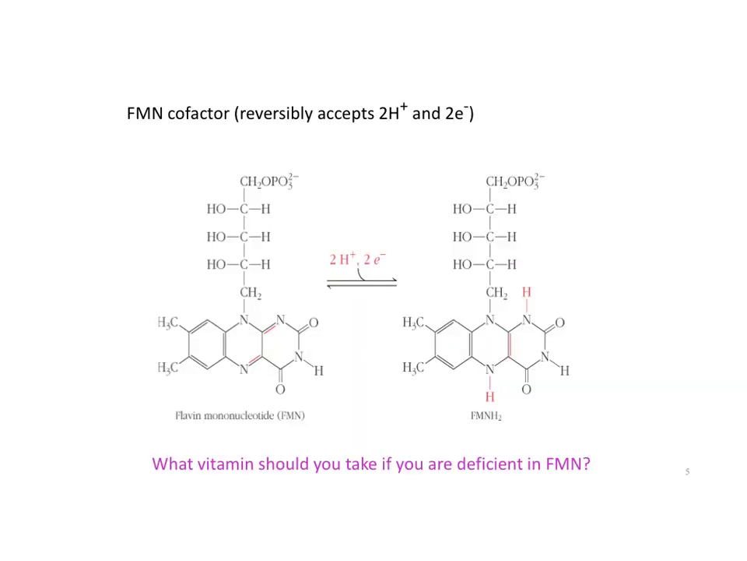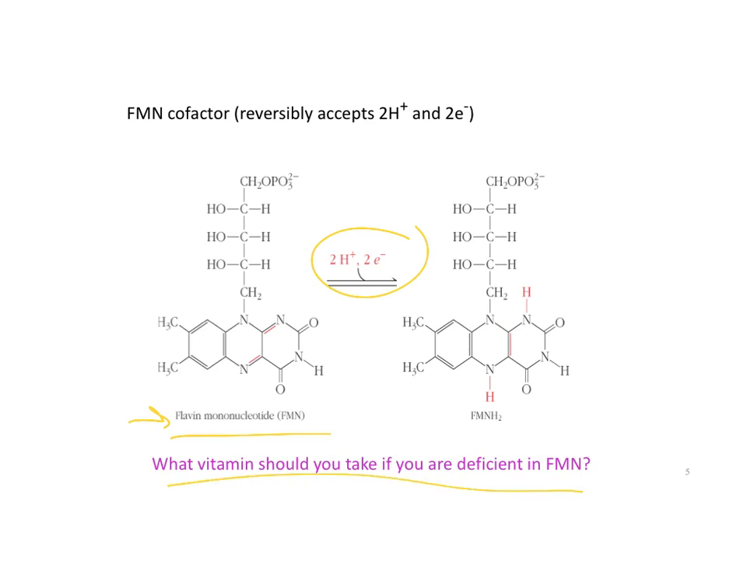Now what is FMN? So here's the structure of FMN, just something to be able to recognize. It's called flavin mononucleotide, and it accepts 2 protons and 2 electrons, and that shouldn't be surprising because it's stripping 2 electrons from NADH, so you have to be able to have something that accepts 2 electrons.